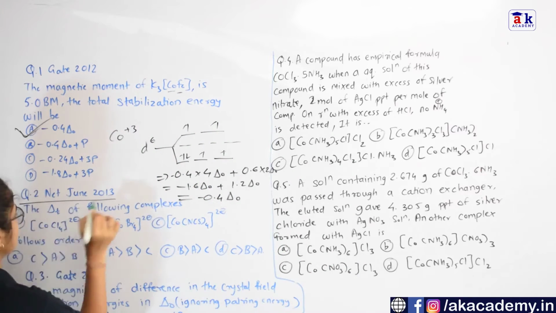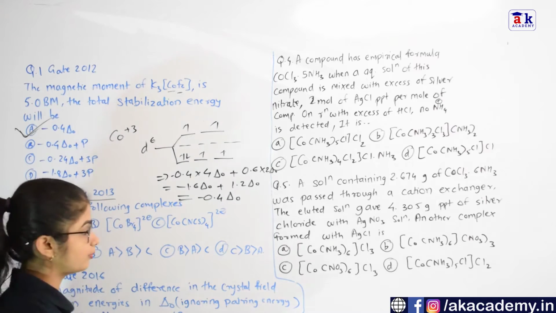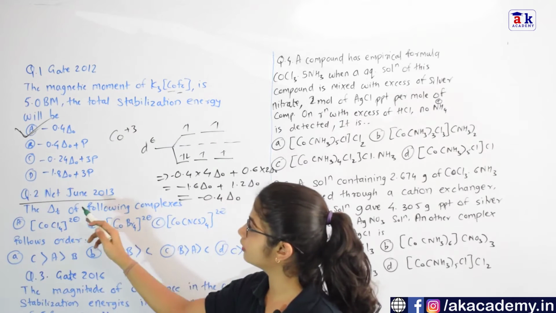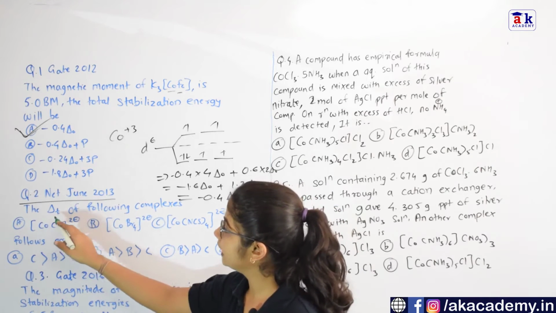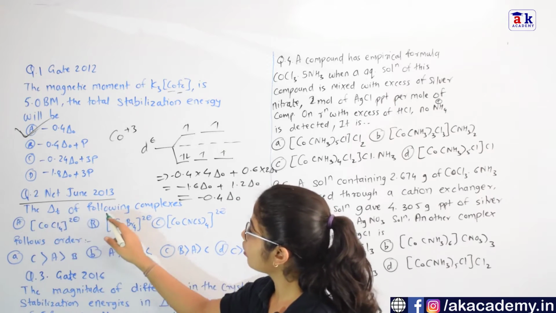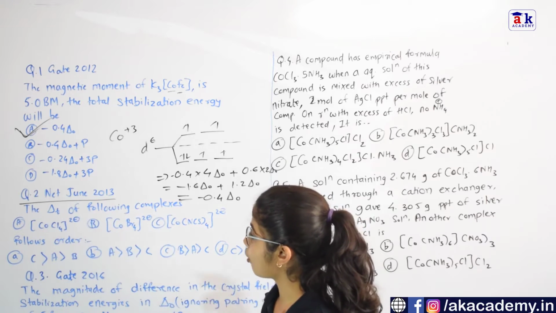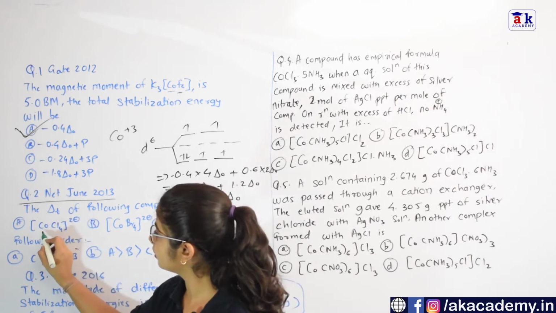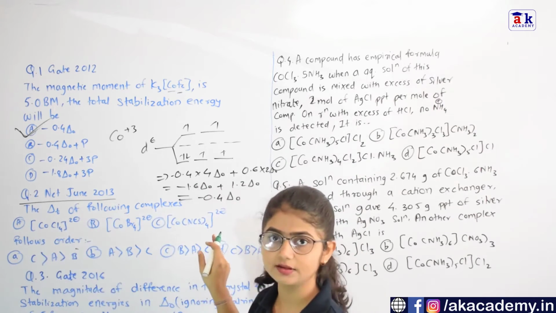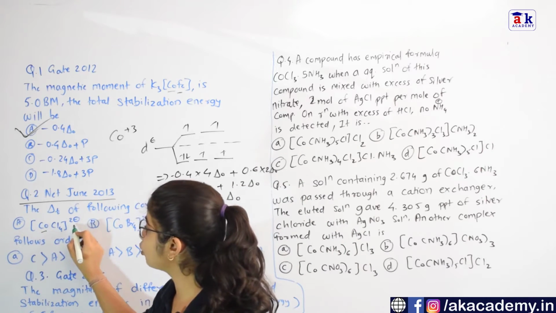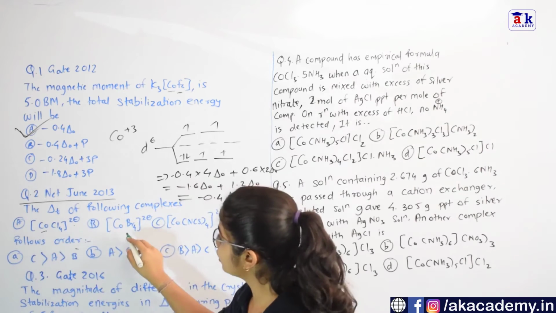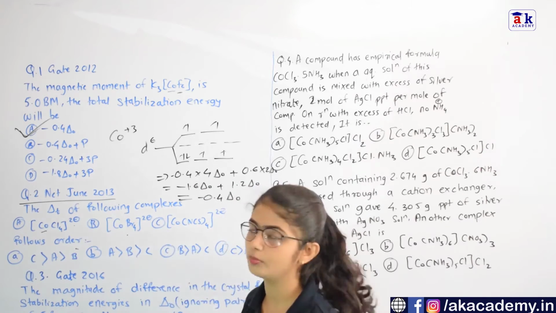Now the next question had come in CSIR-NET June 2013. The question is that the delta T of the following complexes follows the order. You can see all three complexes are cobalt complexes. In this particular case the cobalt has +2 oxidation state, here also +2, and here also +2.